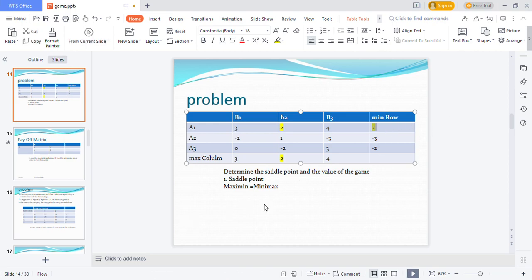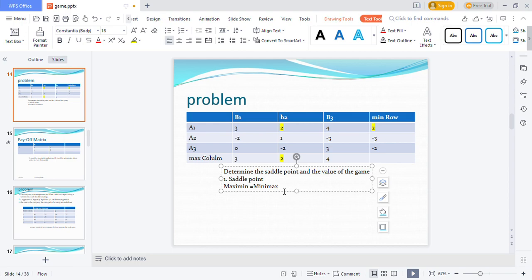Let me color it so that we can have a distinction. To identify a saddle point, it is the point at which the maximin value is equivalent to the minimax value. In our case, the maximin value is equivalent to the minimax value, which is 2. So the saddle point is 2 from the problem.